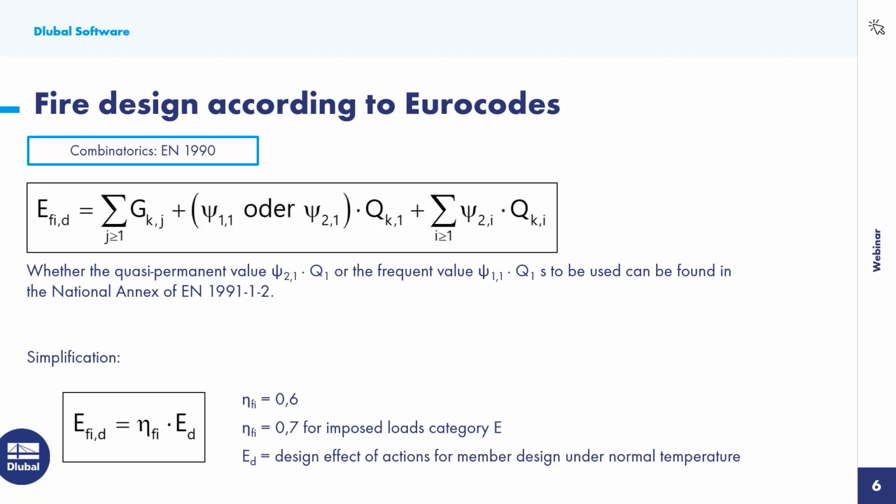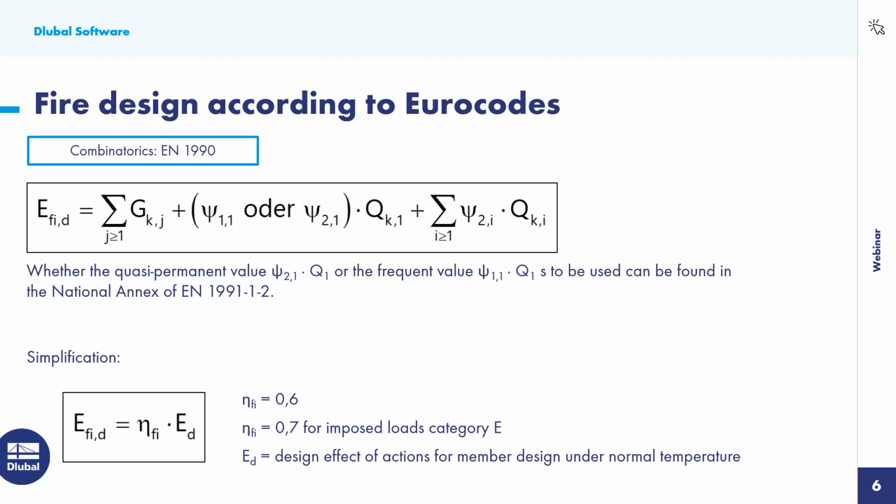The use of psi 2,1 is recommended in the main document for the leading variable action, but there are many deviations in national annexes. In Germany, for example, psi 1,1 is prescribed for leading wind actions. It is obvious that the combination rule results in significantly lower actions when compared with the permanent and transient design situation that we commonly use for the design under normal temperature.